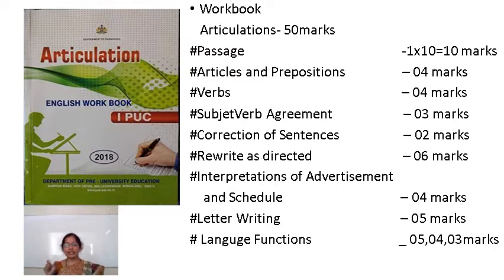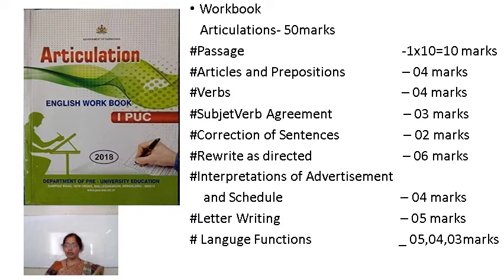Articles and prepositions: this is based on your textbook. That means the same lines from your textbook will be chosen and the question is in the form of a fill in the blank type. They will give a blank. In the bracket you will be given hints. From that hint you have to choose the right answer. That is articles and prepositions. For 4 marks you are going to attend this type of question.